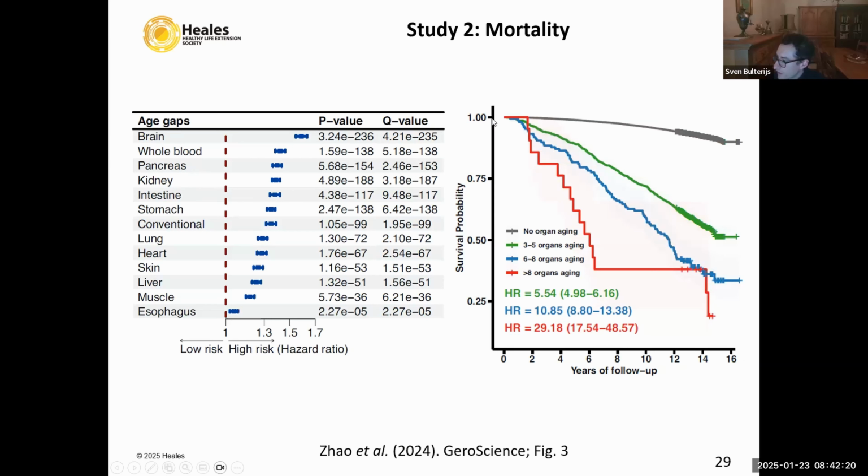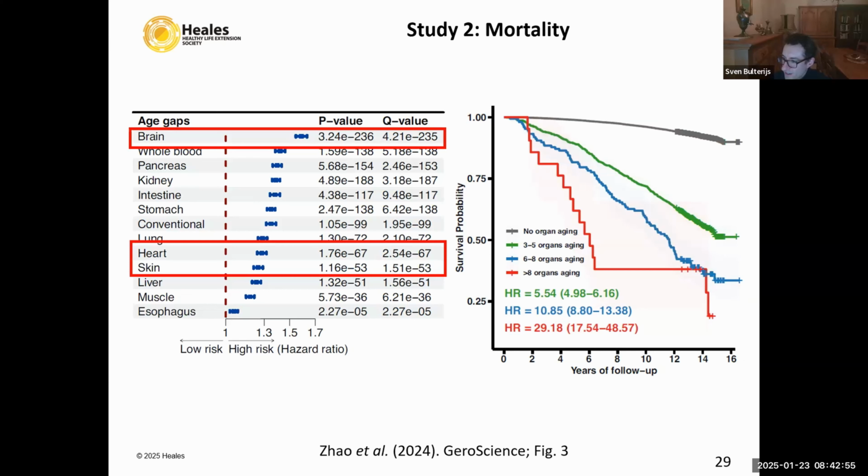And then here you can see no organ aging, the survival probability over 15 years of follow-up, and you can basically see that's here. But if you have 3 to 5 organs aging, that's the survival, 6 to 8 organs, and here over 8 organs. So the more organs that are aged, the worse your survival probability becomes. I don't think anyone is surprised by that. But the brain, yeah, as I said, that's the one that is the best predictor.